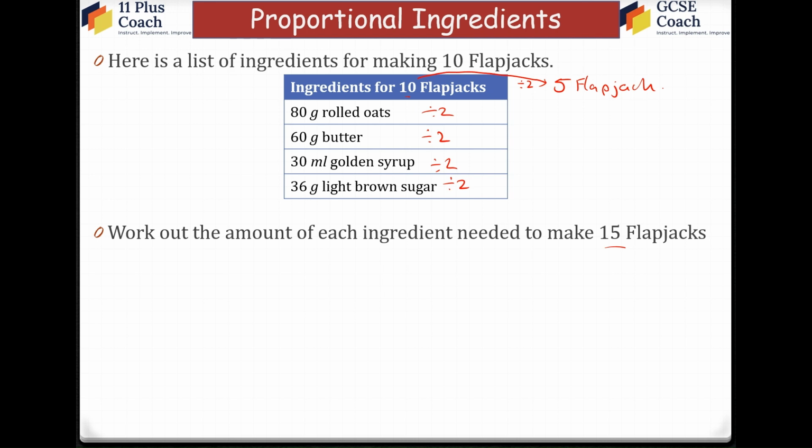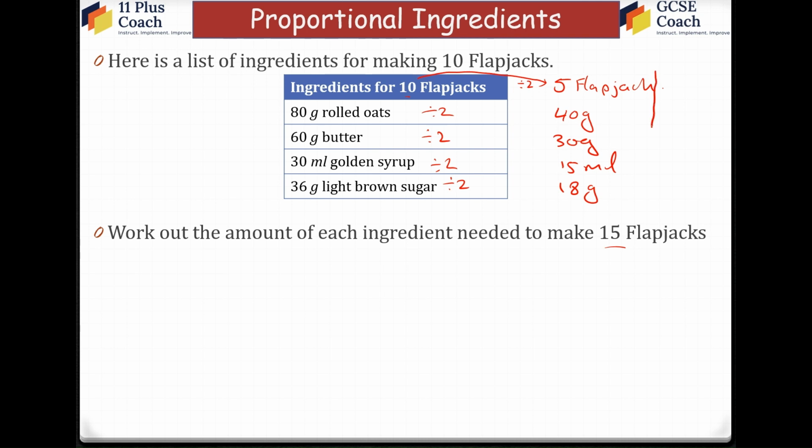So 80 divided by 2 will be 40 grams. 60 divided by 2 will be 30 grams. 30 milliliters of golden syrup divided by 2 will be 15 milliliters. And finally, 36 grams of light brown sugar will be 18 grams. So now for 5, I need all of these. For 10, I already have it from the question, and for 5, I just worked it out.